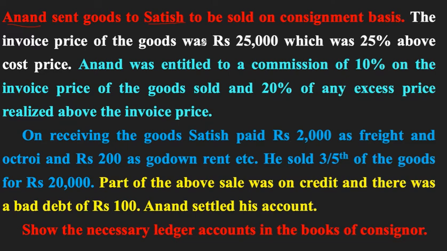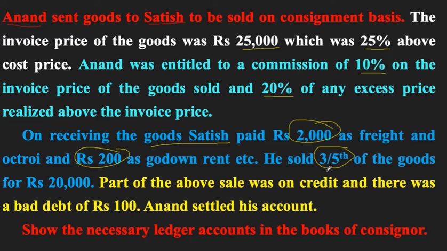The invoice price of the goods was 25,000, which was 25% above cost price. Anand was entitled to a commission of 10% on invoice price of the goods sold and 20% of any excess price realized above the invoice price. Along with this, on receiving the goods, Satish, the consignee, paid 2000 rupees as freight and octroi charges and rupees 200 as godown rent. He sold 3/5 of the goods for rupees 20,000.